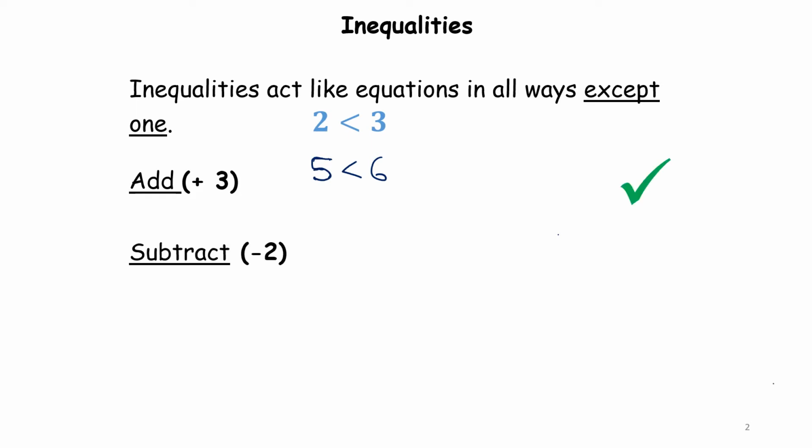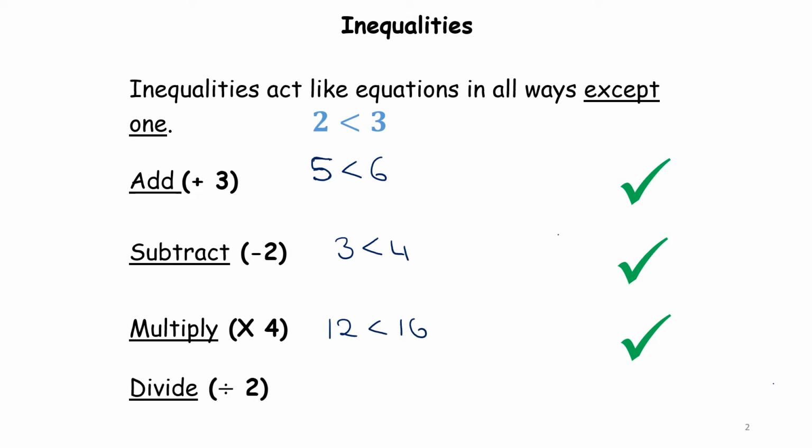What if we subtracted 2? So is 3 less than 4? And yeah, that's also true. Multiply by 4, so we have 12 is less than 16. Again, yeah, that's perfect. And what about division? So 6 is less than 8. So adding to both sides is no issue. Subtraction, multiplication, division. So it's acting like an equation. We just need to ensure we keep that balance. We do the same thing to both sides.